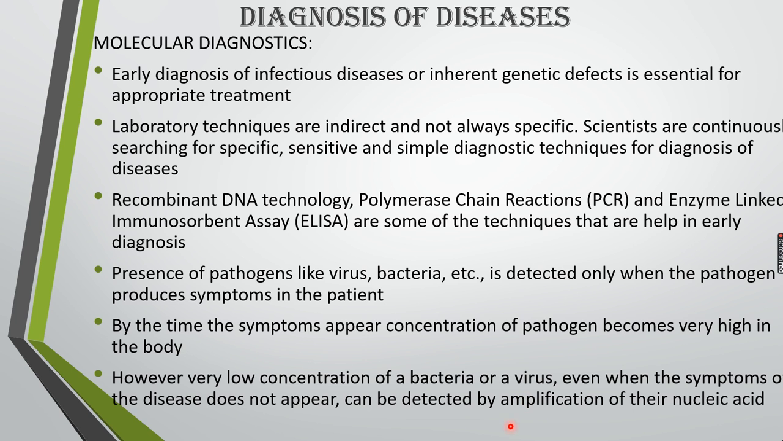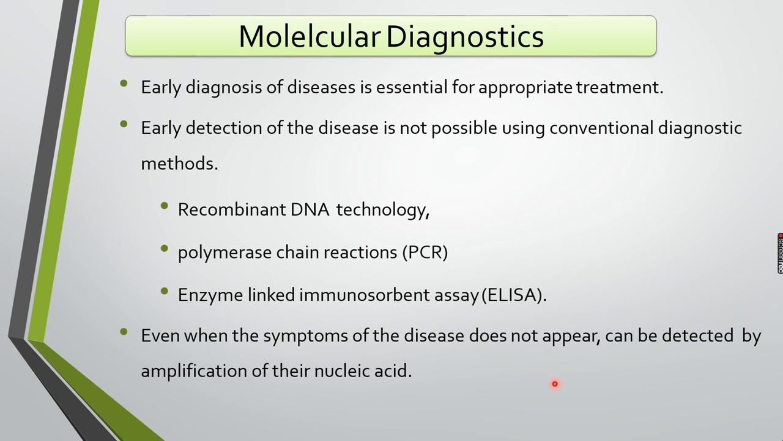That low concentration of pathogens does not show any symptoms outside, but it can be detected. We can detect it earlier by amplification of the nucleic acid. Whether the pathogen contains DNA or RNA, its small quantity can be amplified and multiplied. So that is the technique.